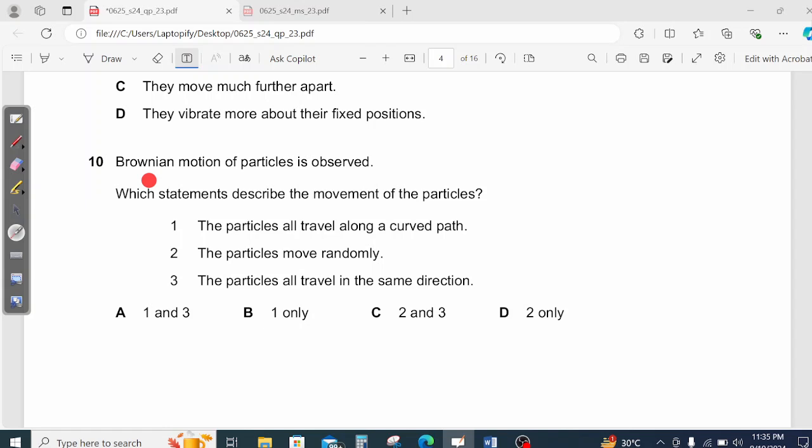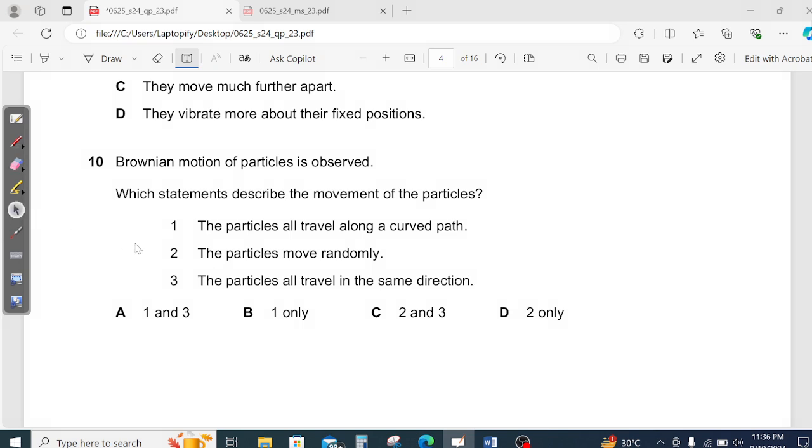Then he made another experiment. He placed some smoke particles in a smoke jar and observed the motion of the smoke particles. He found that the smoke particles were also moving in random directions. As a result, they called this random motion of the gas particles Brownian motion. Okay, the concept was generated from an experiment. So the particles all travel on a curved path? No. The particles move randomly? Yes. The particles all travel in the same direction? No. So only your second option will be correct.